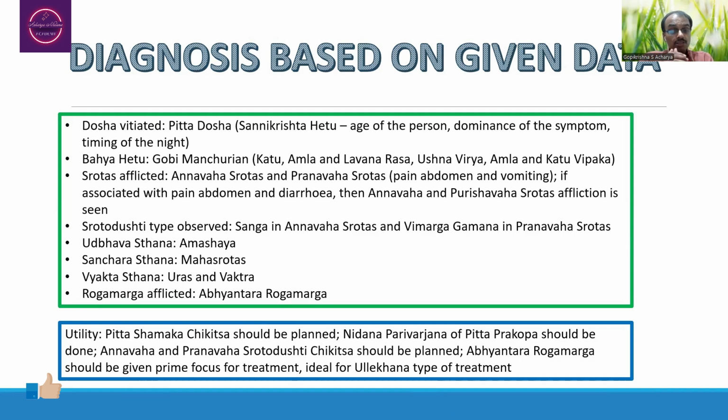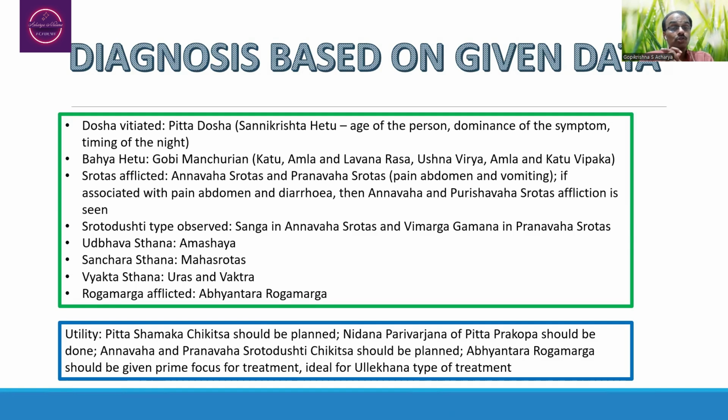And when you think about the Srotas affliction here, initially it was Annavaha Srotas affliction, then Pranavaha Srotas affliction was observed, because the lady had abdominal pain and vomiting. But if the lady had abdominal pain and diarrhea, then the Srotas afflicted could have been Annavaha Srotas and Purishavaha Srotas. But that is not the case in this particular situation. It is Annavaha Srotas and Pranavaha Srotas affliction.